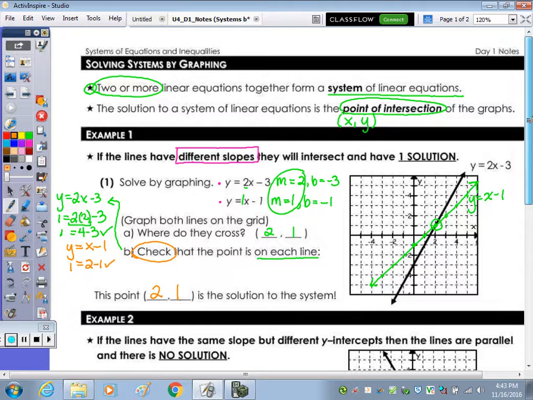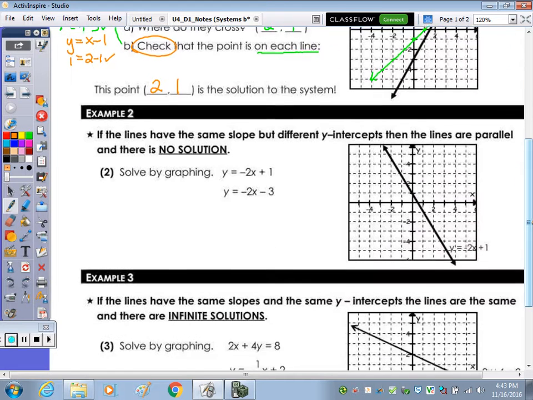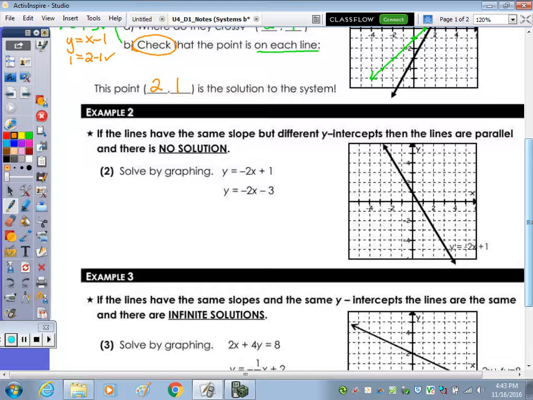In example number 2, it says if the lines have the same slope but different y-intercepts, then the lines are parallel and there's no solution. Well, we've already taken a look at parallel lines in a previous unit, and we know that they have the same slope. So if the lines are parallel, meaning they're equidistant from each other, they're not going to intersect. And since the solution is the point of intersection, there would be no solution.